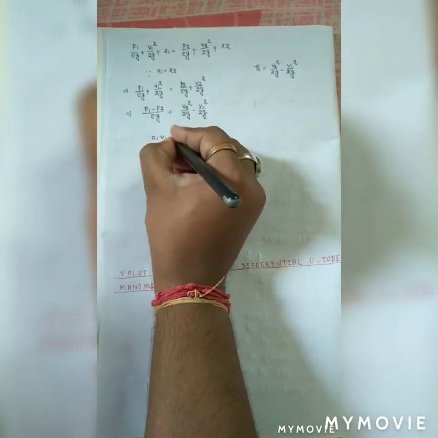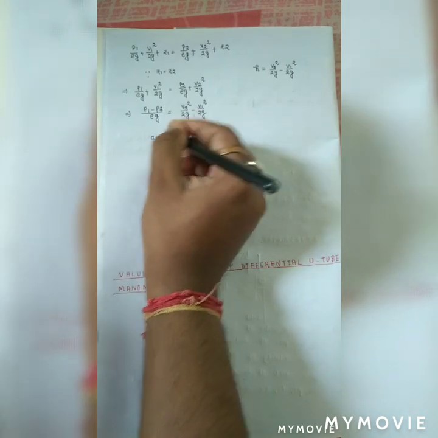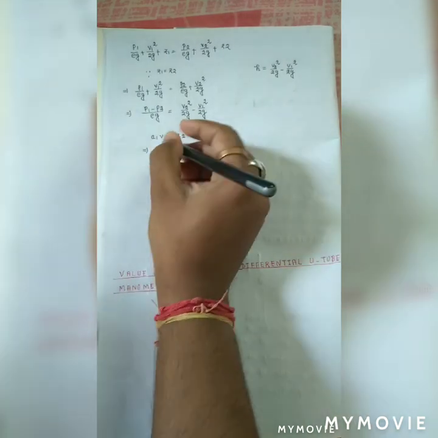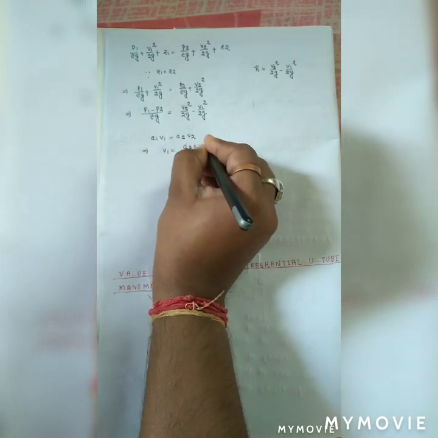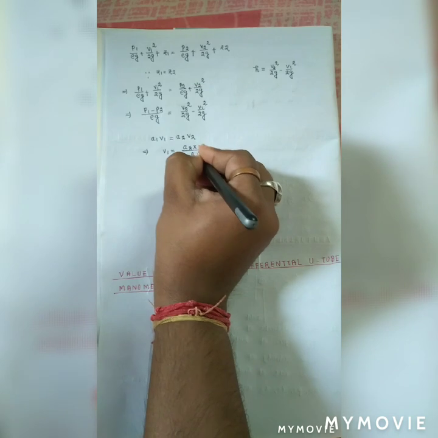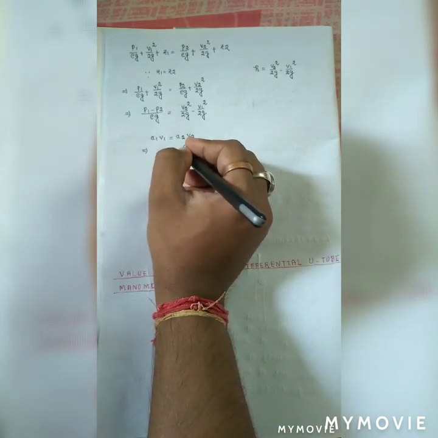Now first we apply the continuity equation. We know the continuity equation for two sections is a1 v1 equal to a2 v2. So after rearranging, v1 looks like a2 v2 by a1.